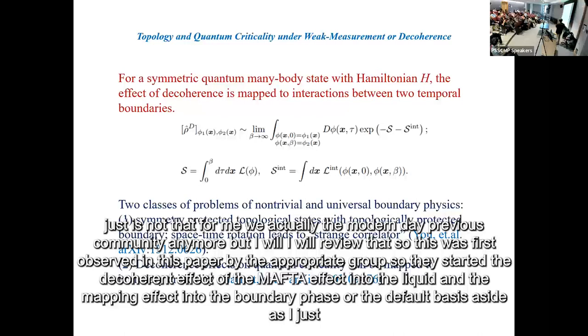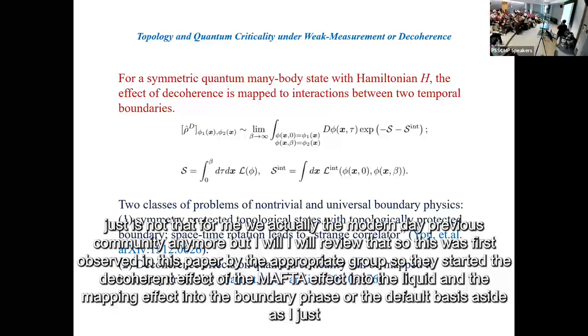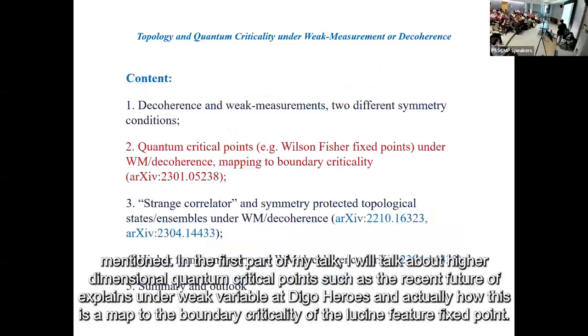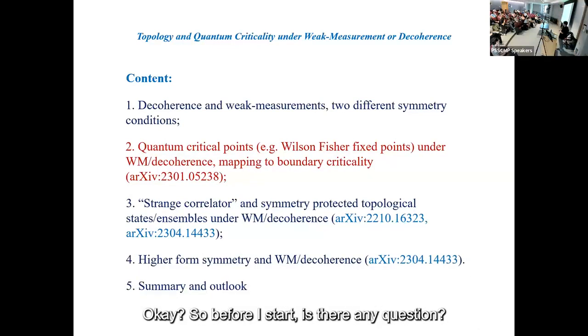So this was first observed in a paper by the Berkeley group. They studied the decoherence effect of the Luttinger liquid, and they mapped the effect into the boundary physics or the defect physics, as I just mentioned. So in the first part of my talk, I will talk about higher dimensional quantum critical points, such as the Wilson-Fisher fixed point under weak measurement and decoherence, and how this is mapped to the boundary criticality of the Wilson-Fisher fixed point. Before I start, is there any question?